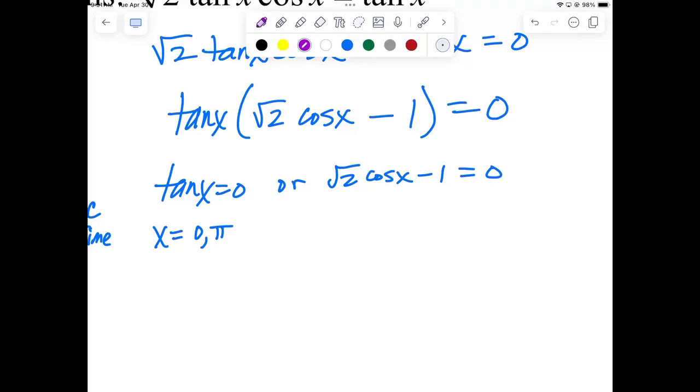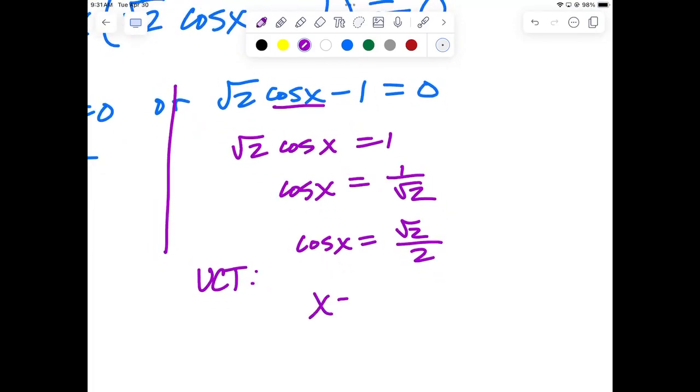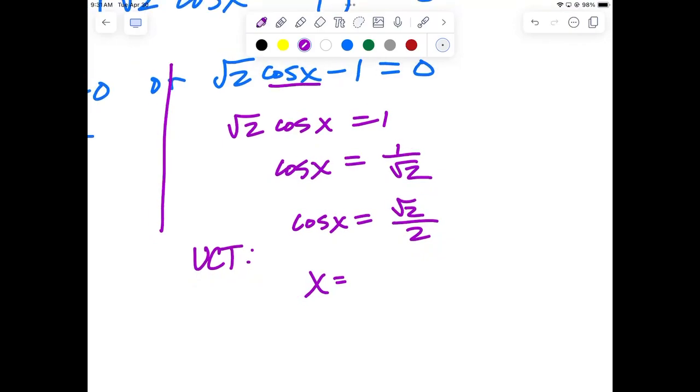Okay, now the next one is not quite ready for the unit circle. I got to solve for cosine. So if I bring the 1 across, I get square root of 2 cosine of x equals 1. And I divide through, and I get 1 over the square root of 2. And if I rationalize the 1 over the square root of 2, I get the square root of 2 over 2, which makes it now a recognizable unit circle ratio. Now it's unit circle time over here, UCT. Where within one positive rotation is cosine equal to square root of 2 over 2? Pi fourths, and what's the other one? 7 pi fourths. Good, quadrant 4.